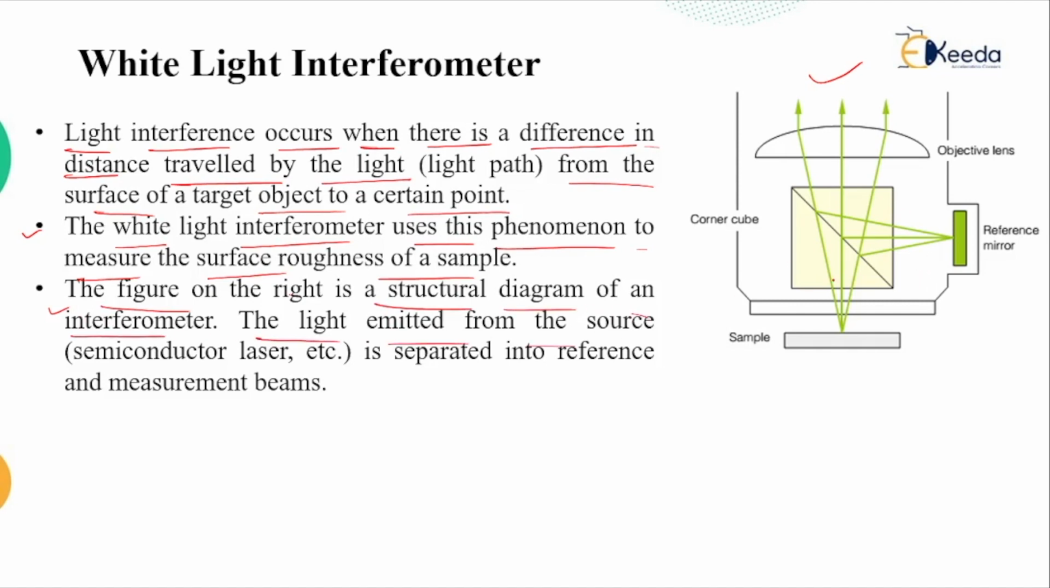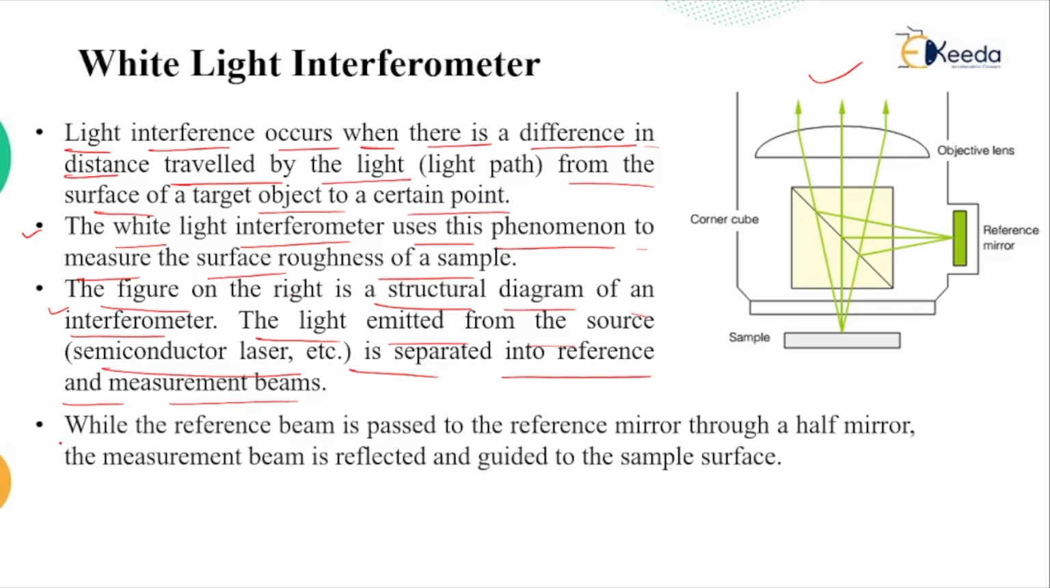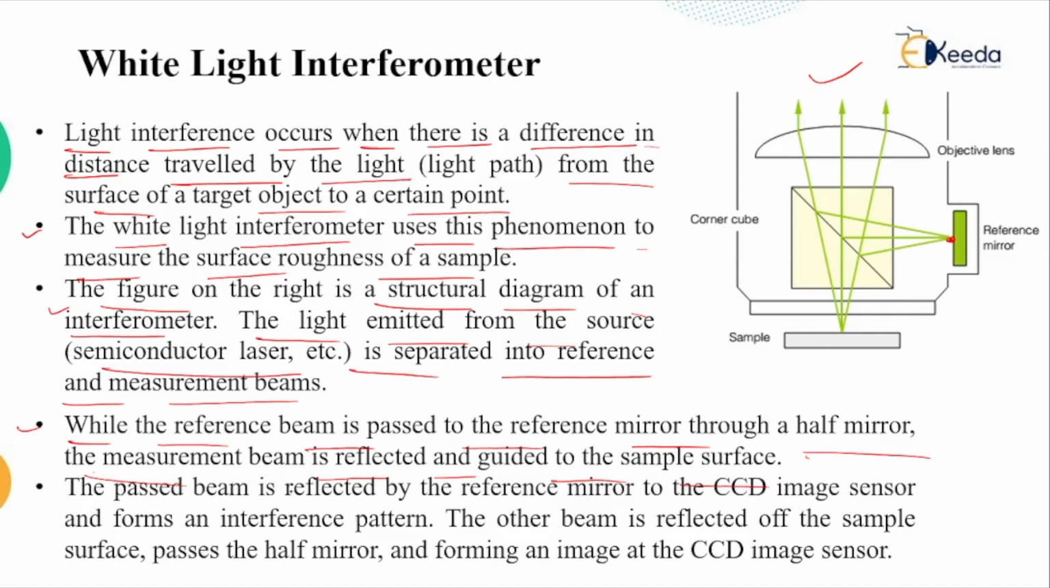The light emitted from the source, that is semiconductor or laser, is separated into a reference beam and a measurement beam. While the reference beam is passed to the reference mirror here through a half mirror, the measurement beam is reflected and guided to the sample surface. The reference beam is reflected by the reference mirror to a CCD image sensor, and then it forms an interference pattern. The other beam is reflected off the sample surface, passes the half mirror, and then forms an image at the CCD image sensor.